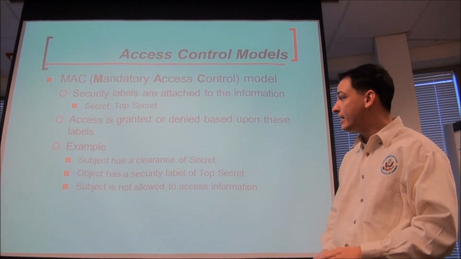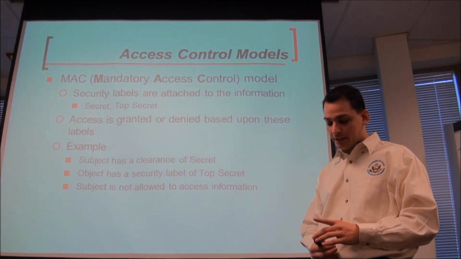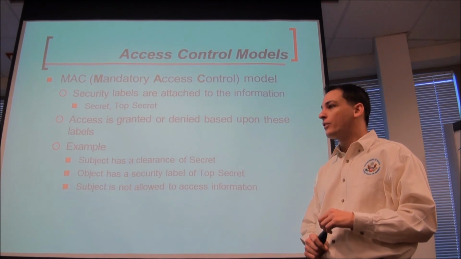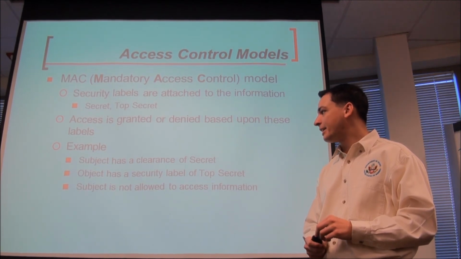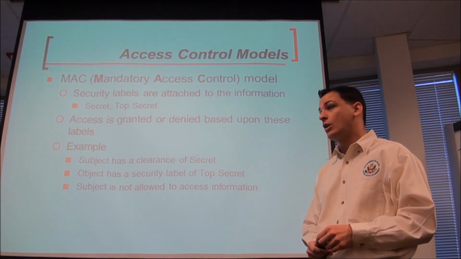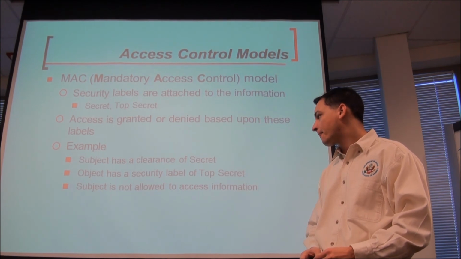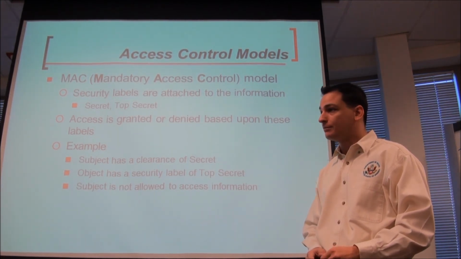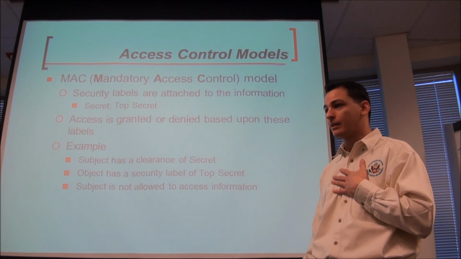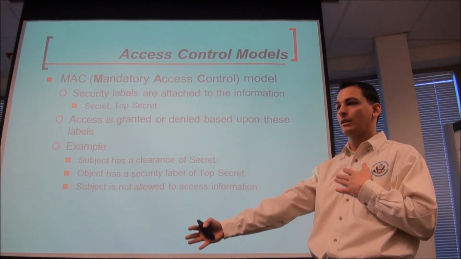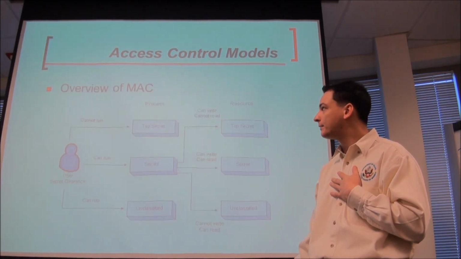So your keywords here are going to be clearances and classifications. Make sure you got those two keywords. If you see clearances and classifications, you have to be having a MAC conversation. The subject has the clearance of secret, or the object has the classification. The classification has to do more with the objects, and the clearances have to do more with the subjects. So the object has a security label of top secret, for example. In this case, if the subject, Leo, has a secret clearance, but there's a top secret document, can I access it? No. Why not? Because you're not equal to or greater than. I'm not equal to or greater, and that's what we're getting at.